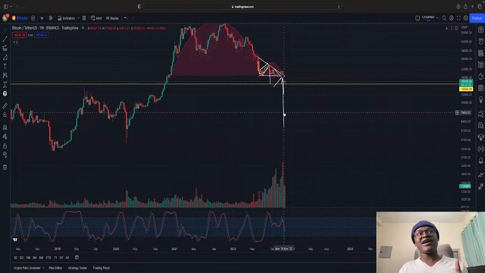That Fibonacci golden ratio is sitting at $3,868, and we also have a vector candle there.